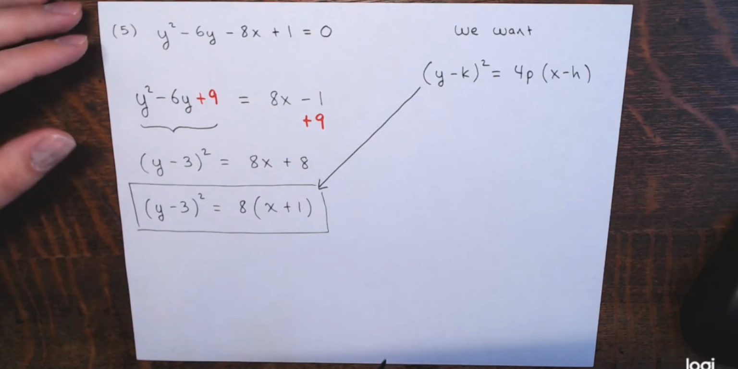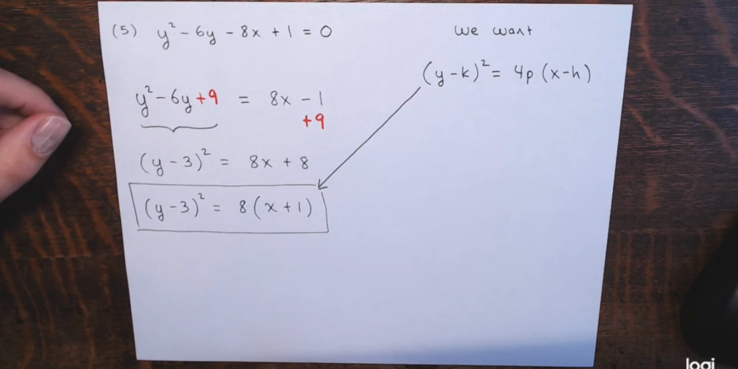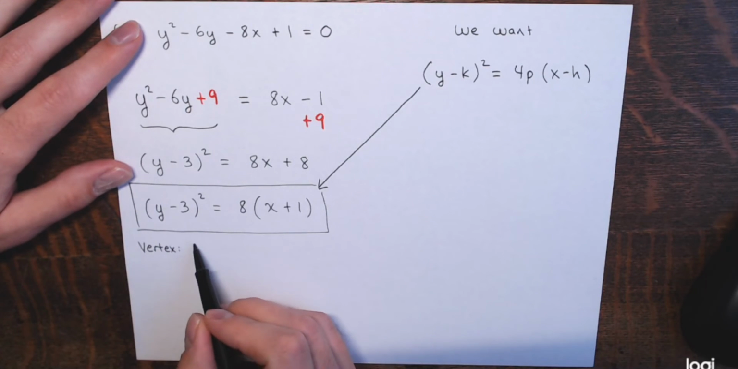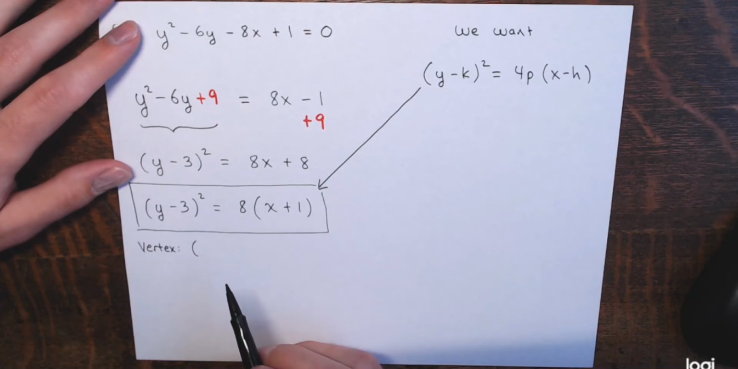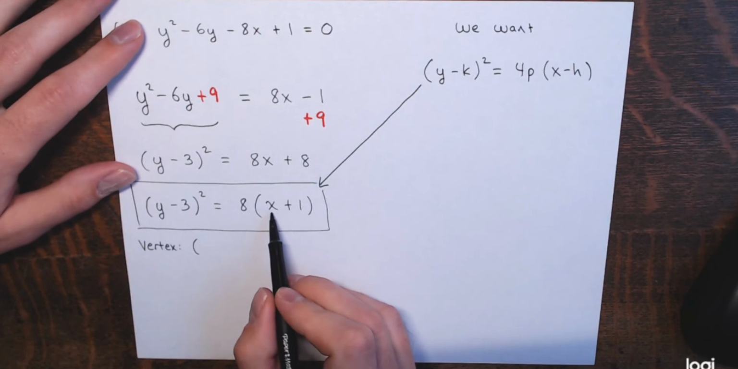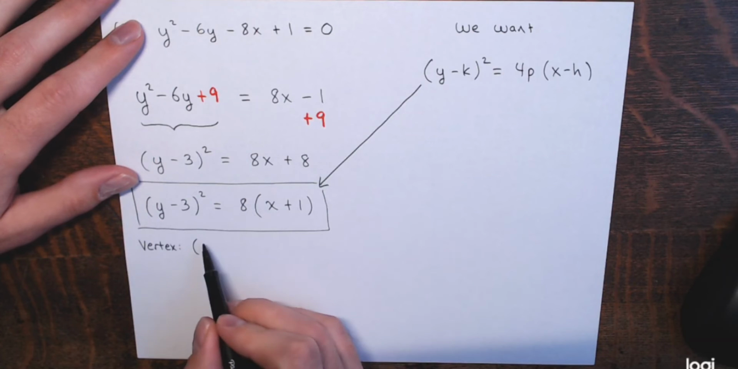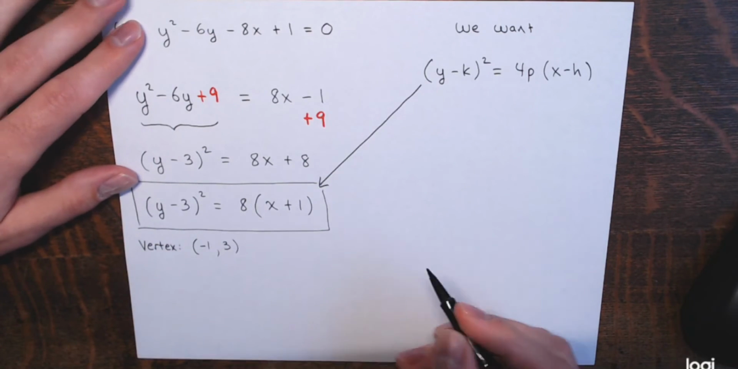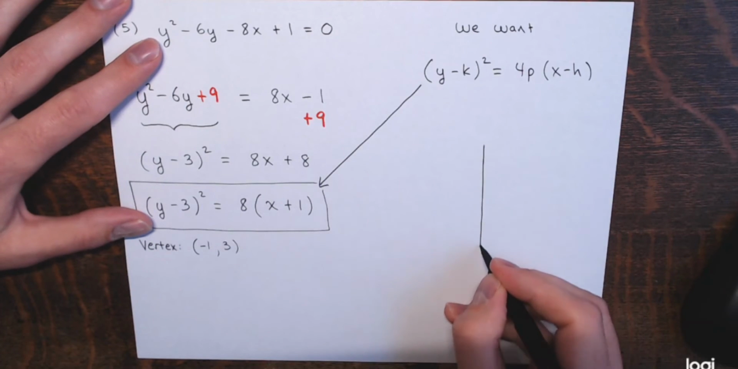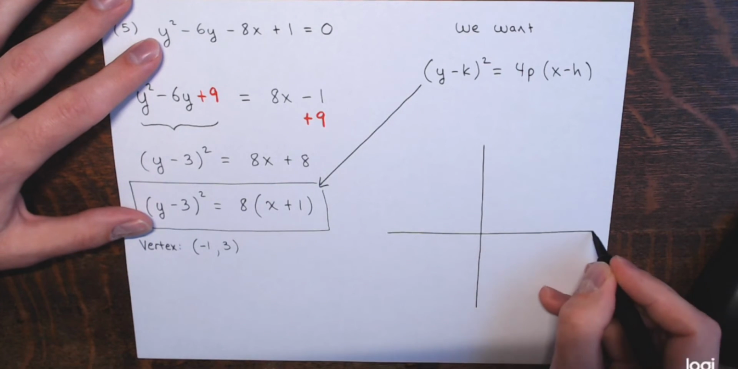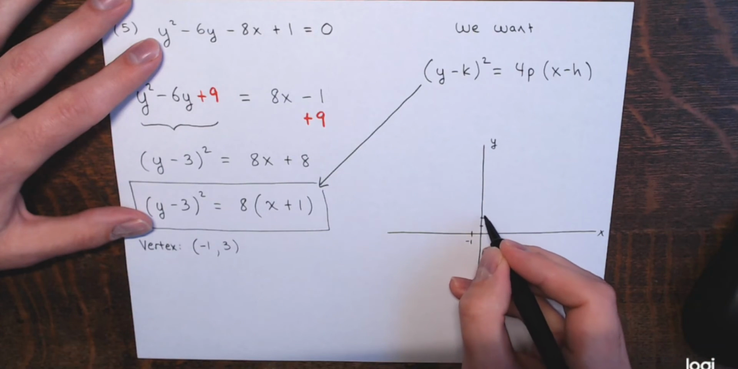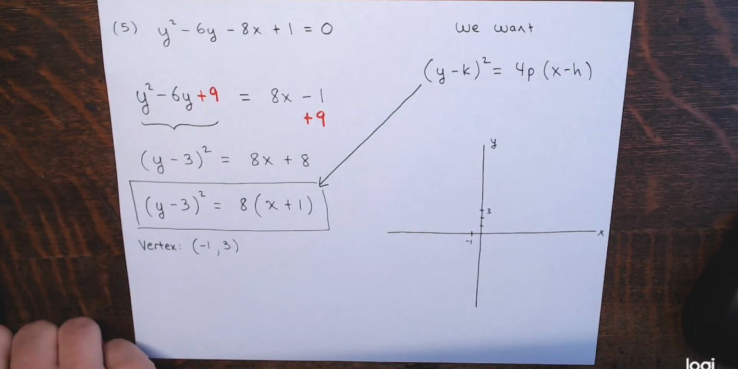Now I have the equation in standard form right here. And once the equation's in standard form, I can do all the same stuff I've been doing, right? The vertex would be simple. Just pay attention to what's the x, what's the y. Too often people will just go left to right. The x coordinate for the vertex needs to be -1. The y coordinate for the vertex needs to be +3, right? So -1, 3 is the vertex. So here's the vertex.